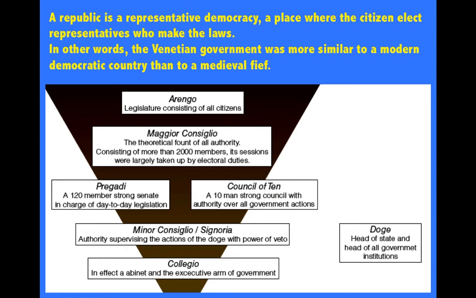Some of you may know that a republic is a representative democracy, which is to say it's a place where citizens elect representatives who make the laws. It's not a kingdom. In other words, the Venetian government was more similar to a modern democratic country than a medieval kingdom or fief.